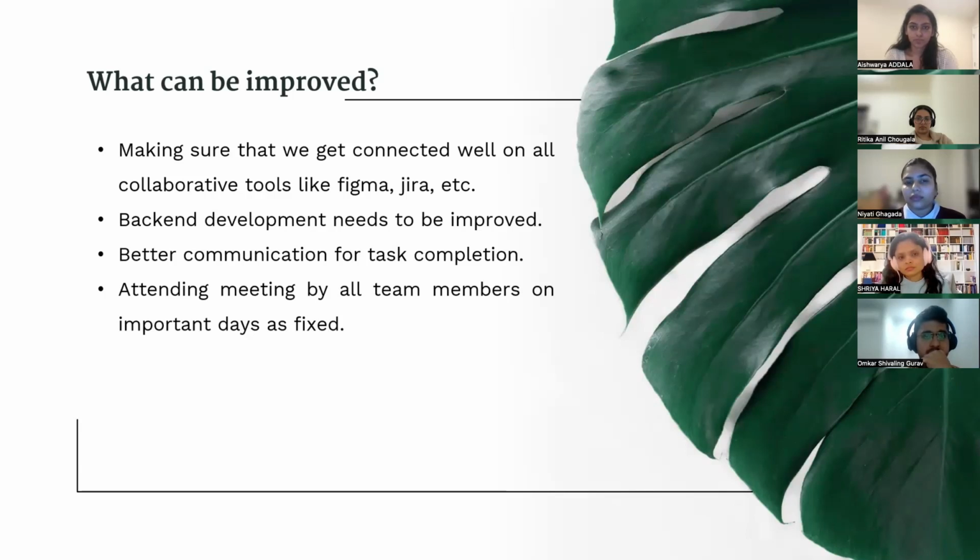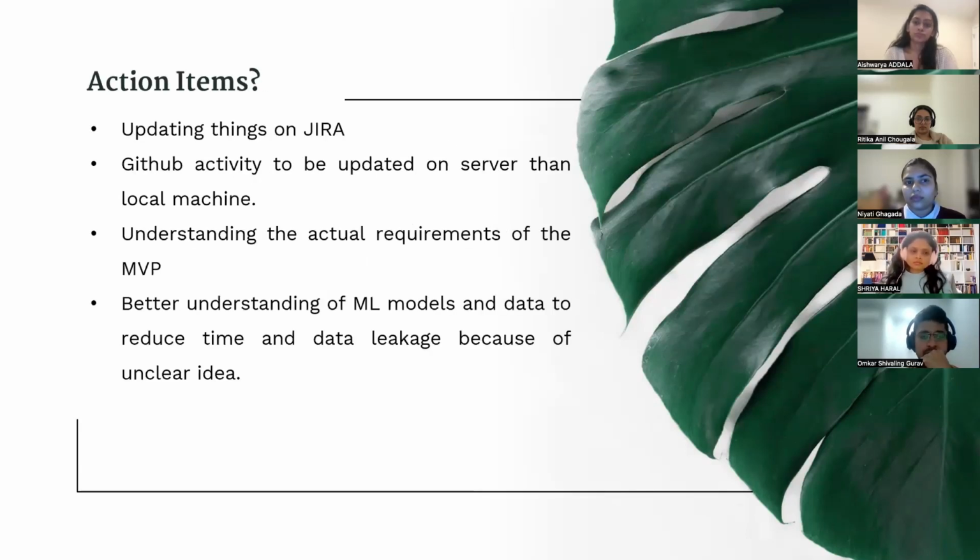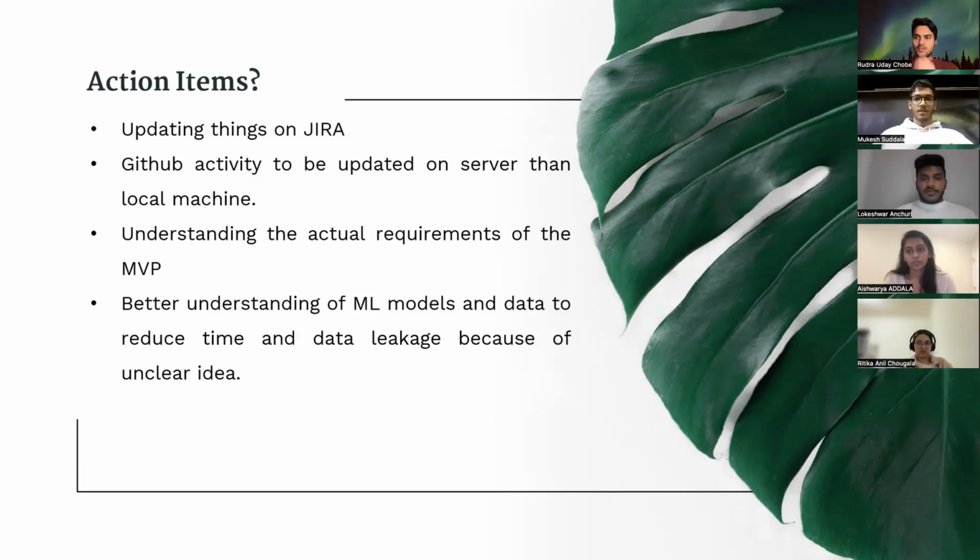And the next slide, action items. Updating things on Jira, as I told you, we should improve a lot in this tool, so we are going to do this in the upcoming sprint. GitHub activity should be updated on the server rather than the local machine. Then, understanding the actual requirements of the MVP. And the fourth one is better understanding of ML models and data to reduce time and data leakage caused by unclear data. So we are going to improve these things in the upcoming sprint. Yeah, that's it. Next slide.